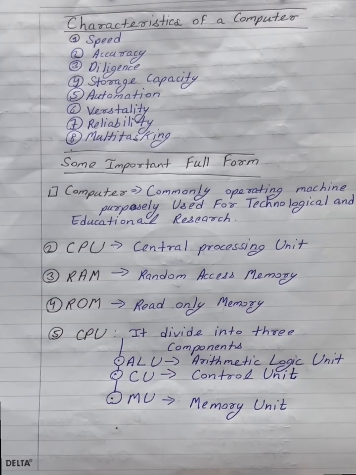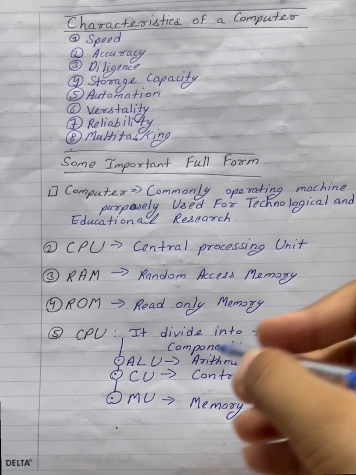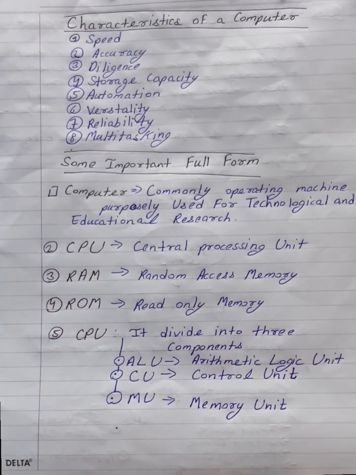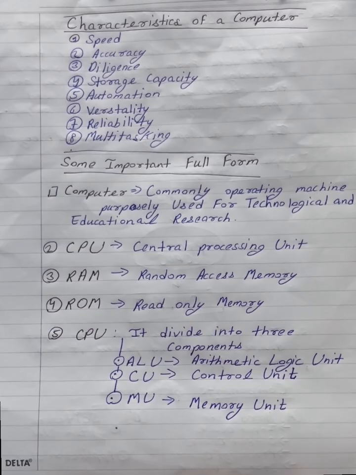Now let's talk about the parts of CPU that are ALU, CU, and MU. ALU stands for Arithmetic Logic Unit, CU stands for Control Unit, and MU stands for Memory Unit. So, guys, Arithmetic Logic Unit is responsible for performing all the arithmetic calculations and logical operations, and it is the part of CPU that actually performs mathematical computations and comparisons.